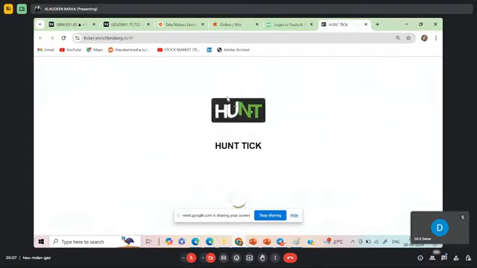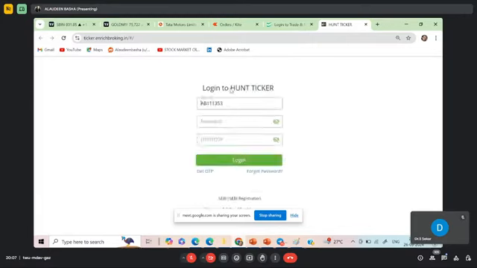You can open any number of Demat accounts. There is no issue. All the Demat accounts are free only. There is no issue.